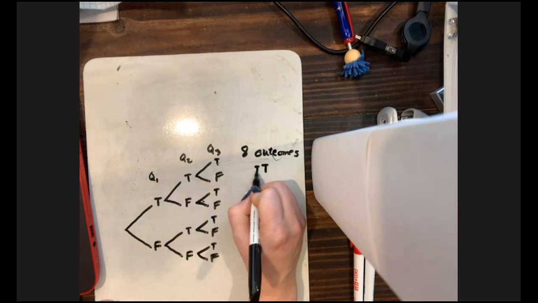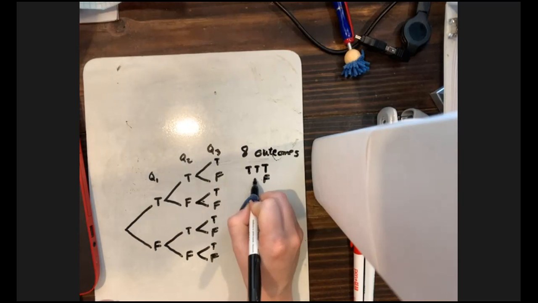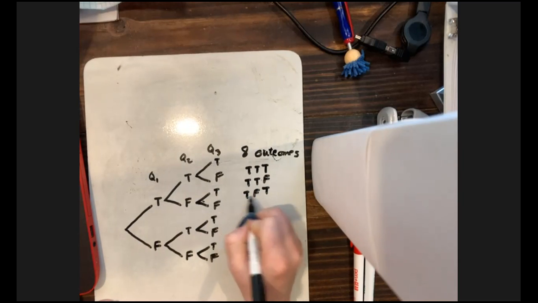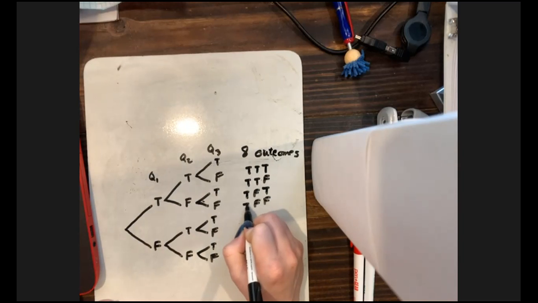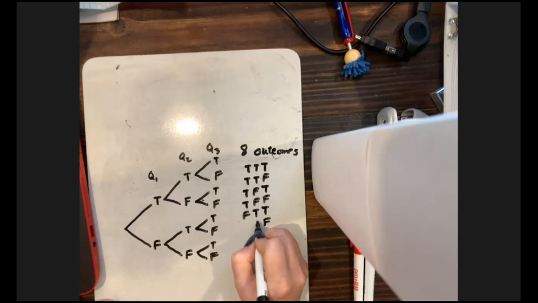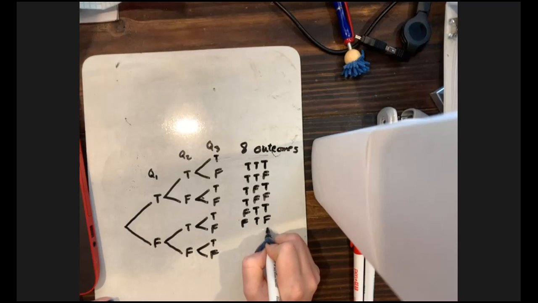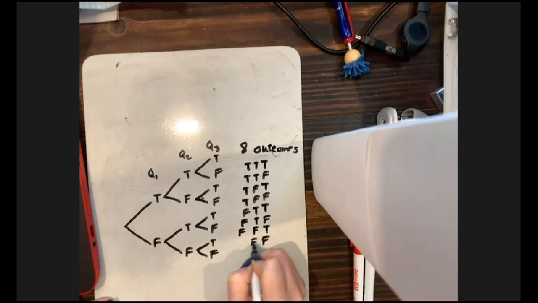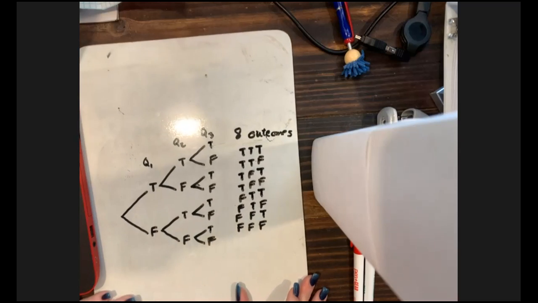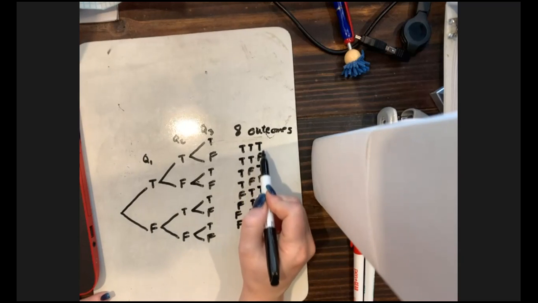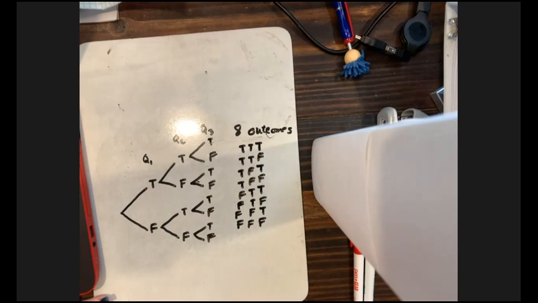So true, true, true, false, true, true. Again, I'm reading backwards. True, false, true, false, false, true, true, true, false, false, true, false, true, false, false, and false, false, false. Okay. So this would now be my sample space. Okay. There are still 1, 2, 3, 4, 5, 6, 7, 8 values there. Okay. They're going to happen.